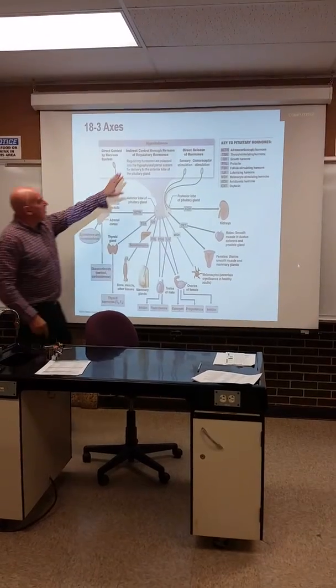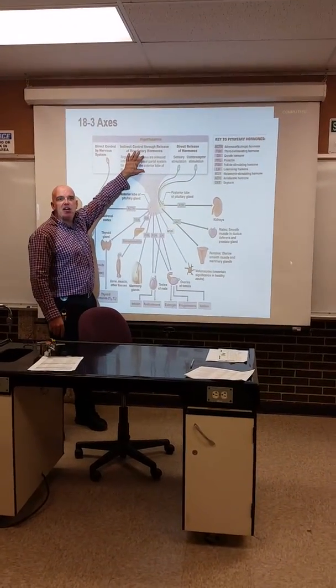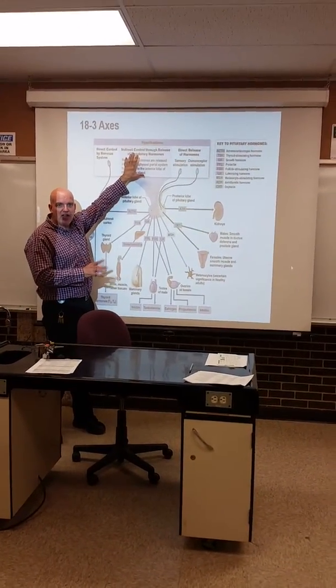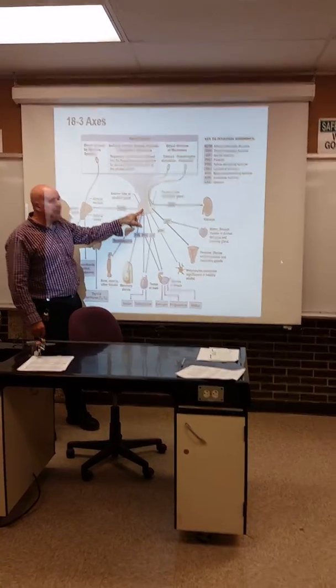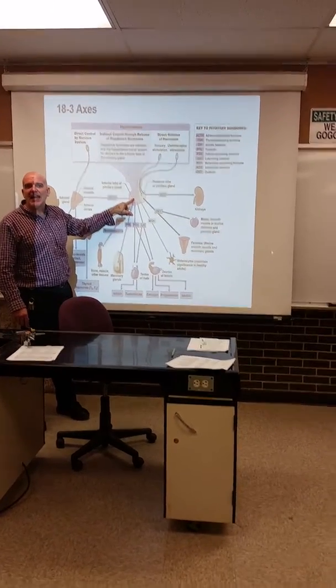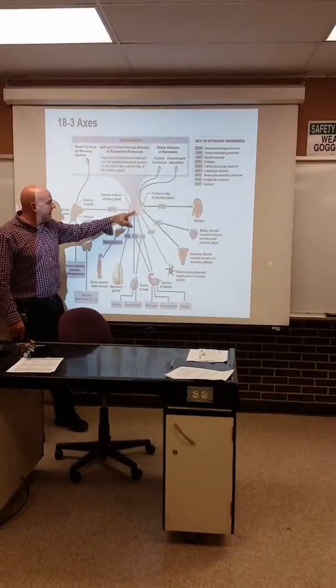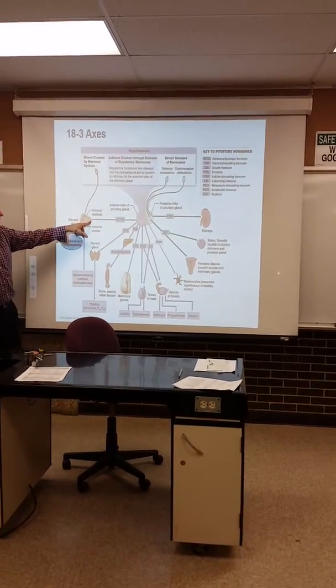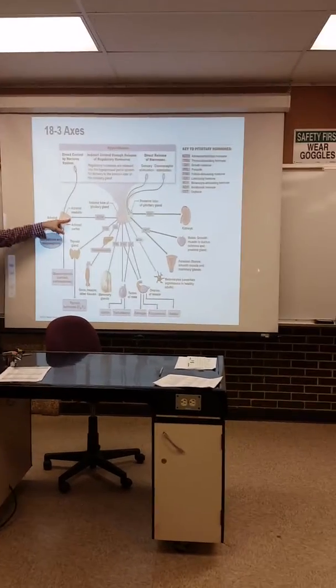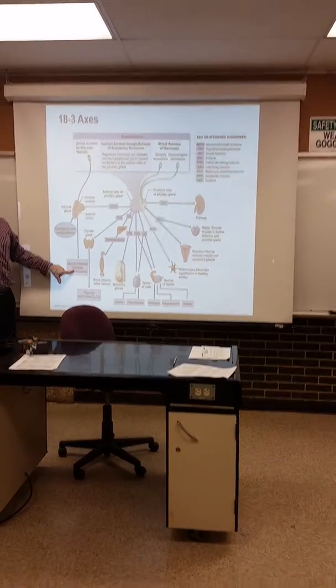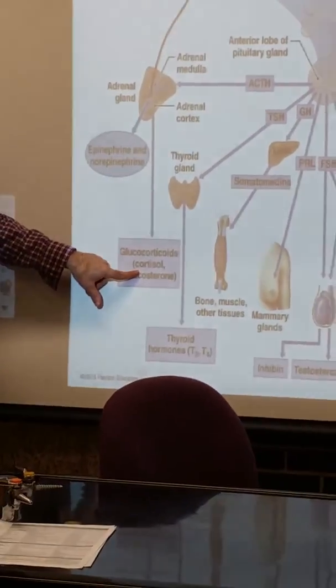Okay. Hypothalamus secretes CRH. I know it's not here, but I'm just telling you. CRH comes down to the anterior pituitary and tells it to secrete ACTH. Anterior pituitary secretes ACTH. It goes to the adrenal cortex and tells it to secrete cortisol. Cortisol goes out to your cells and promotes proteolysis, lipolysis, and gluconeogenesis.